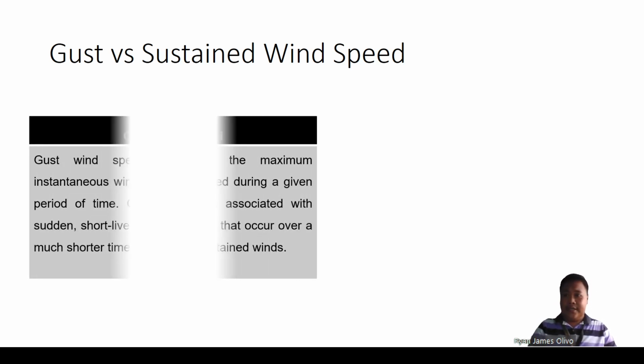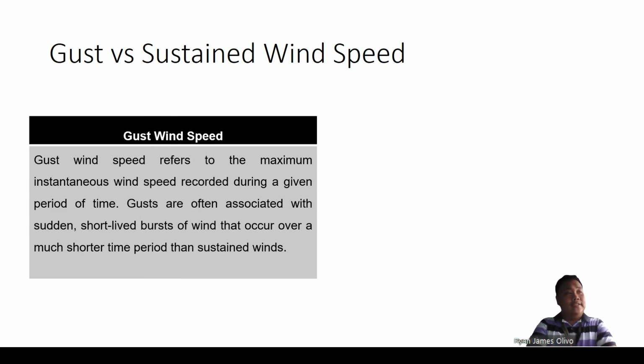So gust wind speed is the instantaneous wind speed. It means it's just there for a second and it will not be sustained. That's why it's different from the sustained wind speed. It's given for a short period of time. It's a short-lived burst, as you can see here. So therefore, it is big. Its speed is larger compared to the sustained wind.